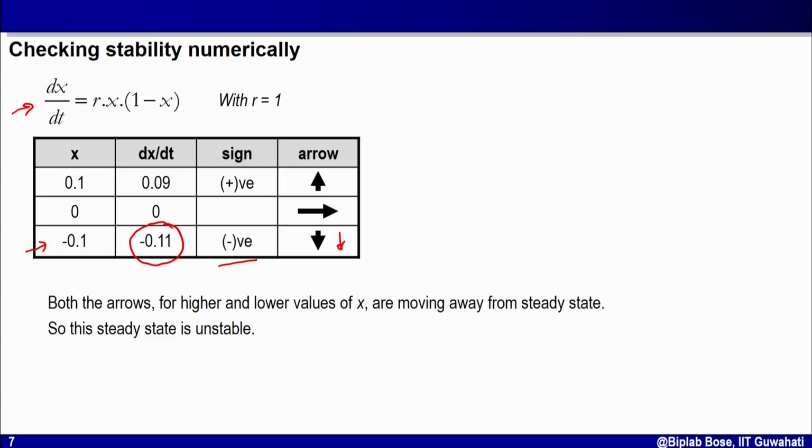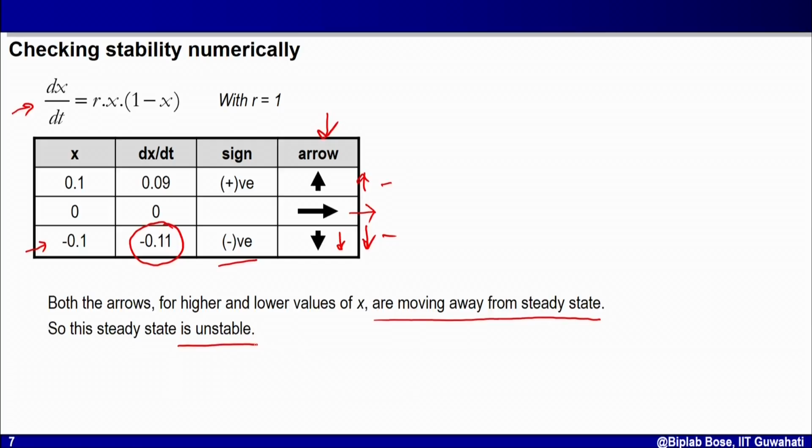So now once you have made this table, focus on this column of arrows. This is your steady state arrow, and you have 2 arrows. One is pointing down, one is pointing up. That means with time, if you disturb x, then with time x will move away from 0. So as both the arrows are moving away from steady state, this steady state is unstable.